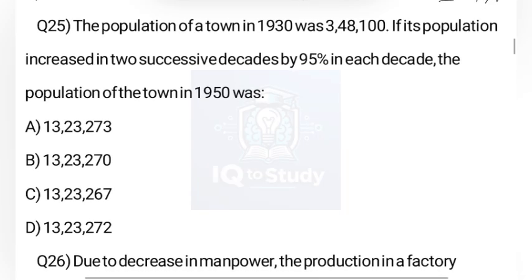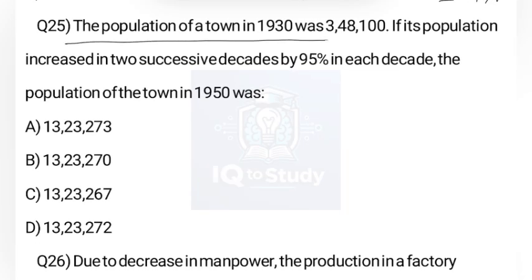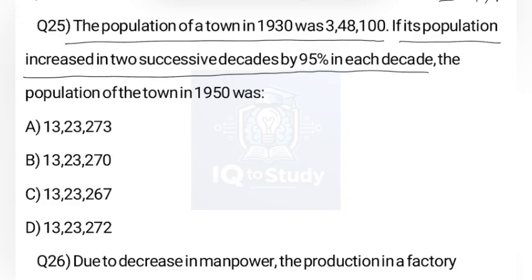The population of a town in 1930 was 3,48,100. If its population increased in two successive decades by 95% in each decade, the population of the town in 1950 was.